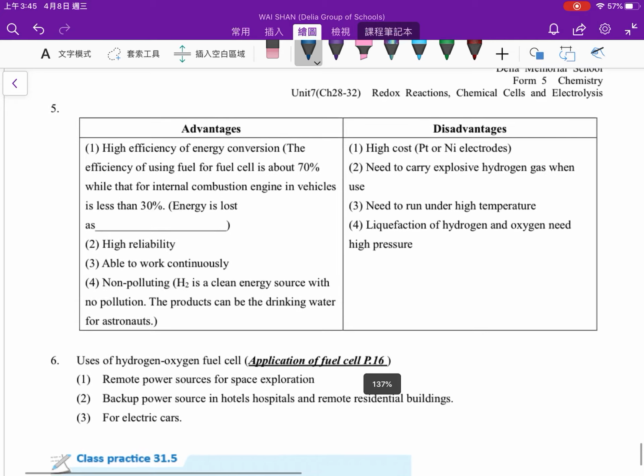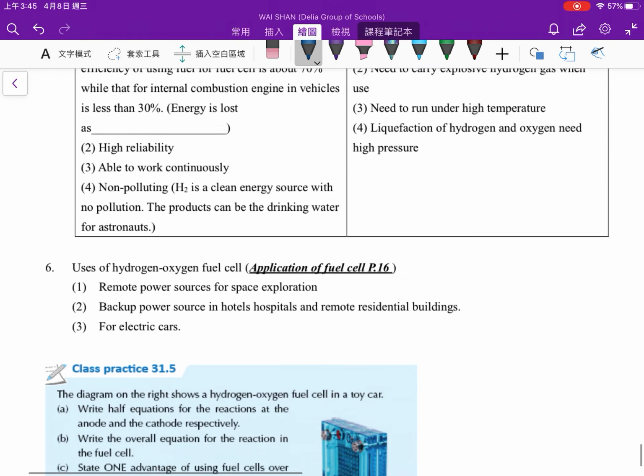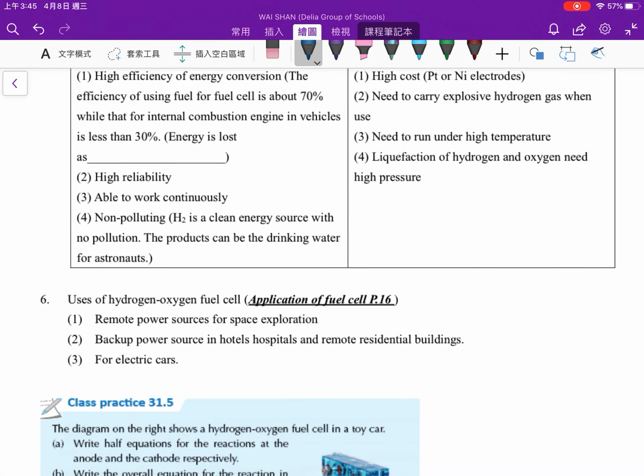And one more, for the function of the nickel electrode, read it by yourself. And the advantage and disadvantage, I think you can read it by yourself.